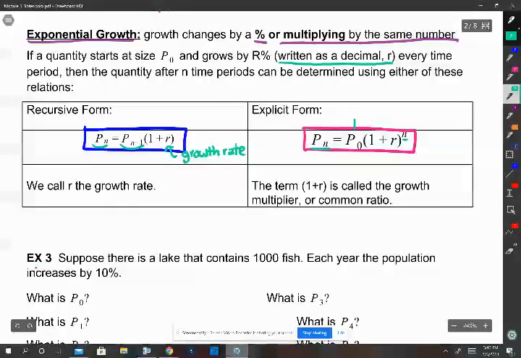And same thing with explicit. P sub 0 is our initial amount, and r again is our growth rate.